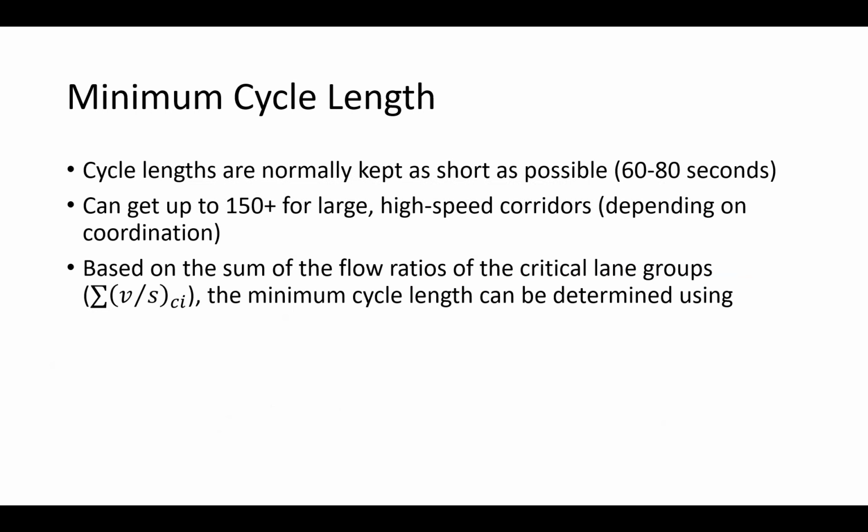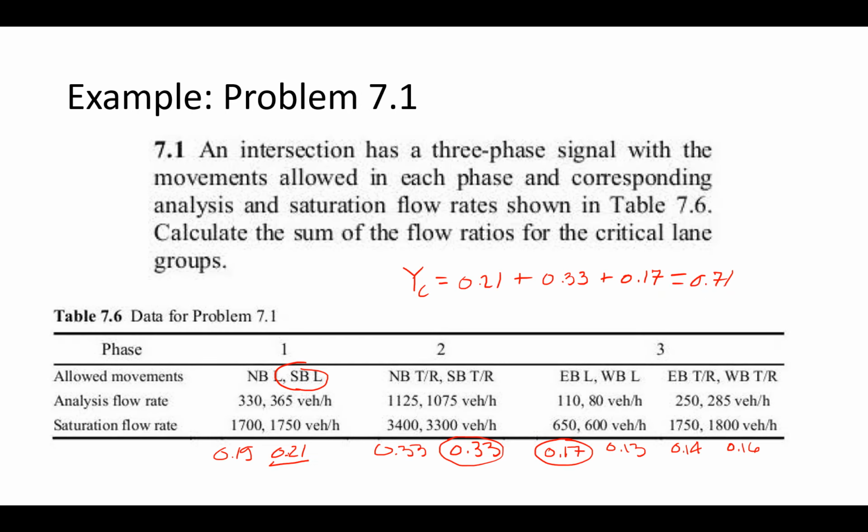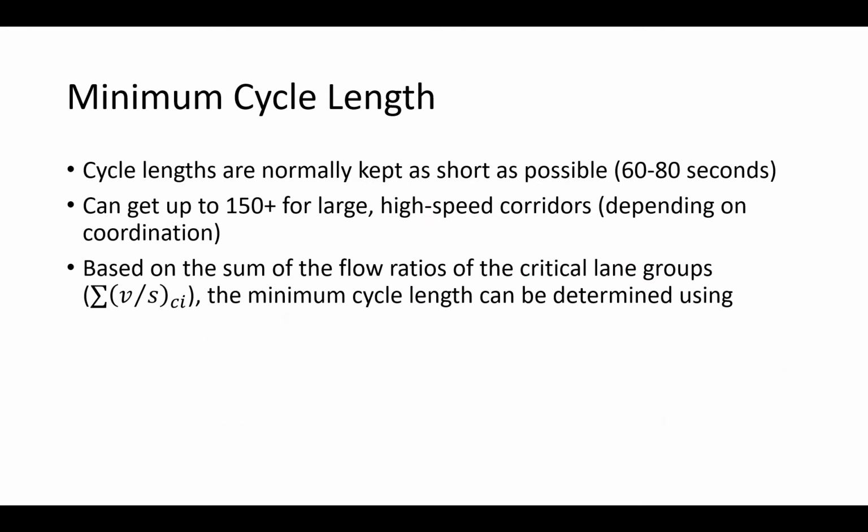And then, once we know that, the idea there is just what's the flow ratios for that critical lane group. You're going to see how we use this here in a second. So it may seem weird just to calculate that, but we did. We're going to use it in a minute here, and then you'll see why we care about it. And now we want to know what our minimum cycle length is.